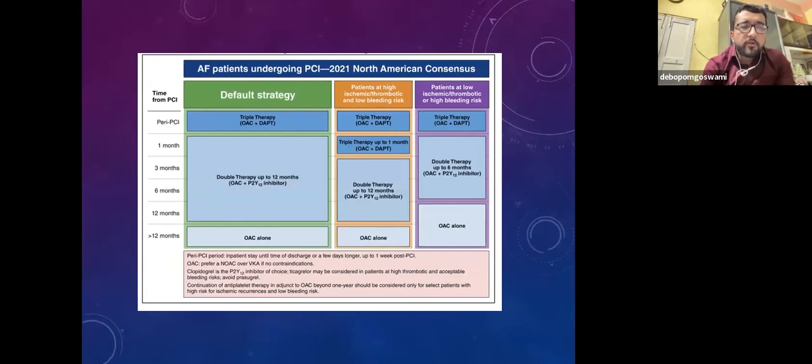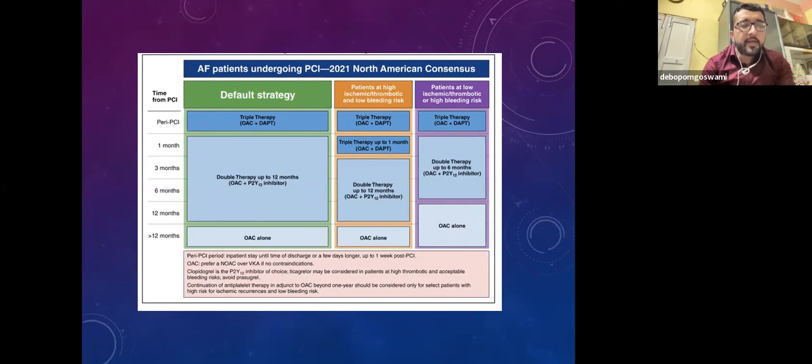Now, this is the 2021 North American Consensus guidelines for the initiation and how we follow up these patients. They have given a default strategy: in the peri-PCI period, that is up to 1 week, we go for the triple therapy using oral anticoagulants and dual antiplatelet therapy. And after that, we shift the patient to a double therapy up to 12 months with oral anticoagulant plus a P2Y12 inhibitor. And after 12 months, we shift the patient to oral anticoagulants alone. Now, this is the default strategy.